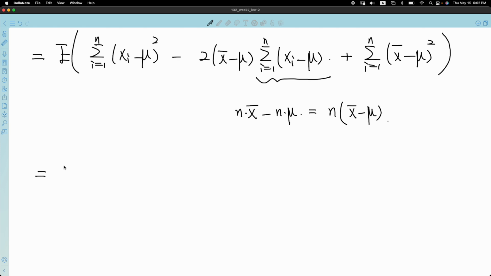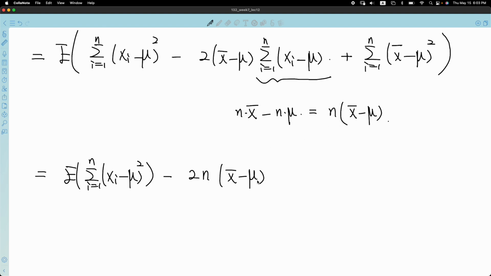So now I'm going to distribute the expectation to each of the three terms. The first term becomes the expectation of the summation from 1 to n of (xi minus mu) squared, closing the expectation. Minus 2 multiplied by n, where this n is coming from here, and then you have x bar minus mu, multiplied by x bar minus mu, so this is equal to x bar minus mu raised to the power of 2.